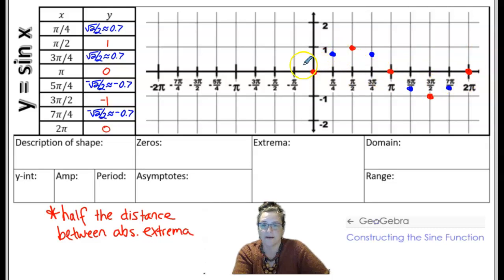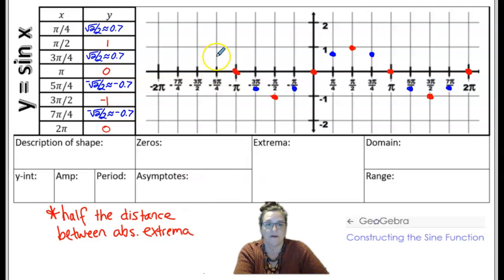And I can follow this pattern in reverse now. So the sine of negative pi over 4 is going to be negative root 2 over 2. The sine of negative pi over 2, oh, whoops, too high. Negative pi over 2 is going to be negative 1. Then the sine of negative 3 pi over 4, negative root 2 over 2. Then back to our real 0 at negative pi.